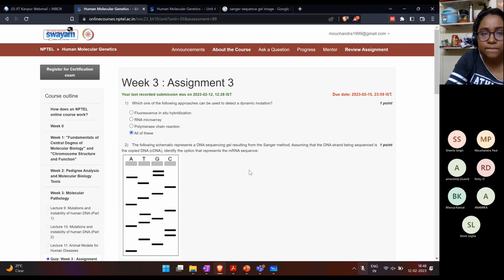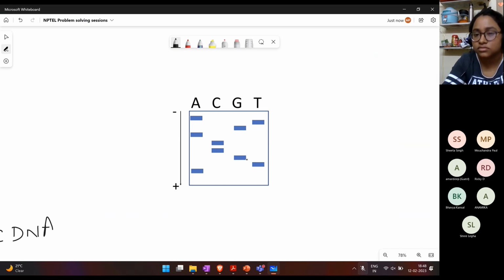Okay. So here I think the sequence written here says to assume that the DNA strand being sequenced is cDNA only. The sequence that was given to you is of cDNA. So we do not need to find out the cDNA in this, right? You cannot do that. Theoretically, you actually cannot do that.